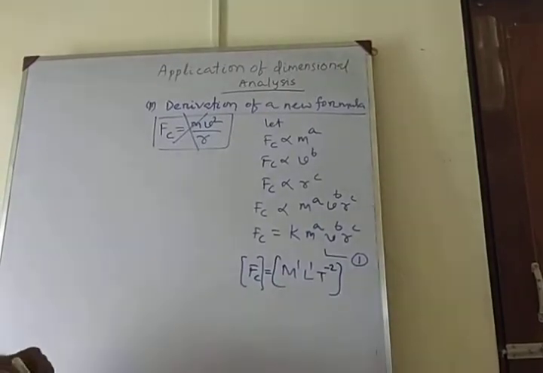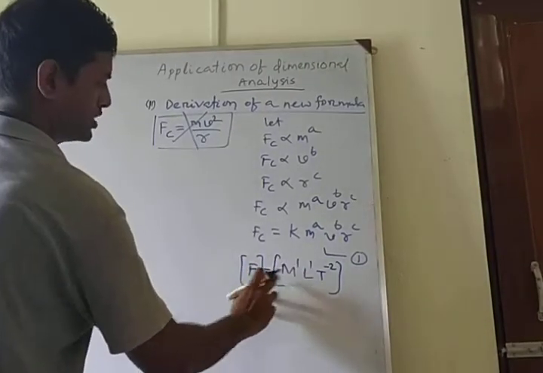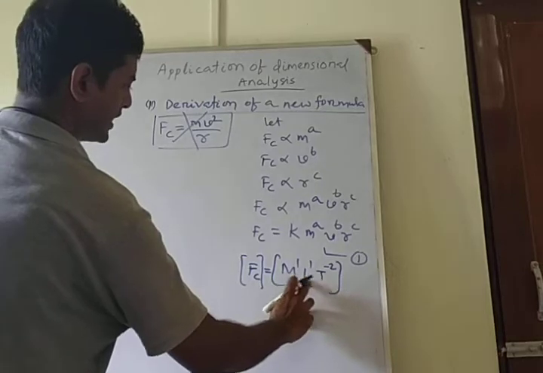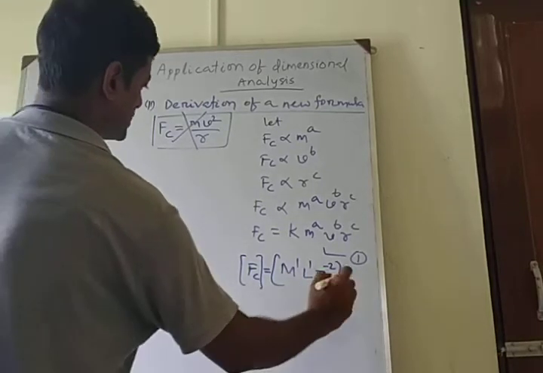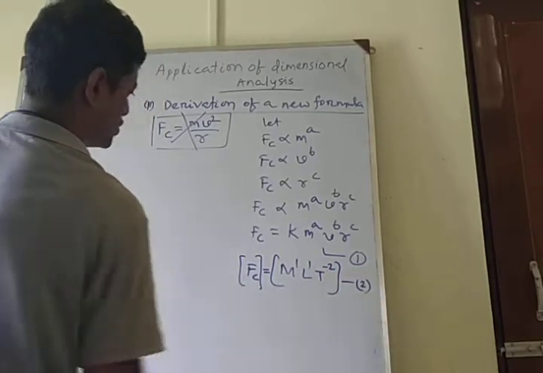So M1 L1 T minus 2: mass into acceleration. Force is mass into acceleration. Mass is M, and acceleration is L1 T minus 2. So this is the dimensional formula. Take it as equation 2.